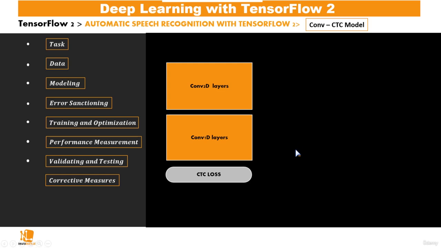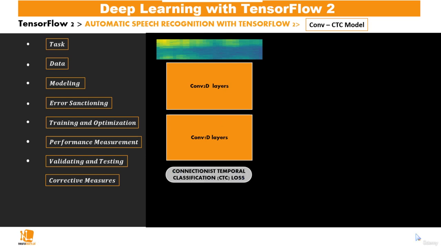Welcome to this section. In this section, we shall get into the modeling of our automatic speech recognition system. Our very first layers will take in the spectrogram, as you can see right here. So we shall have some Conv 2D layers in the beginning for our network, followed by some Conv 1D layers. And then finally, we shall use a CTC loss.